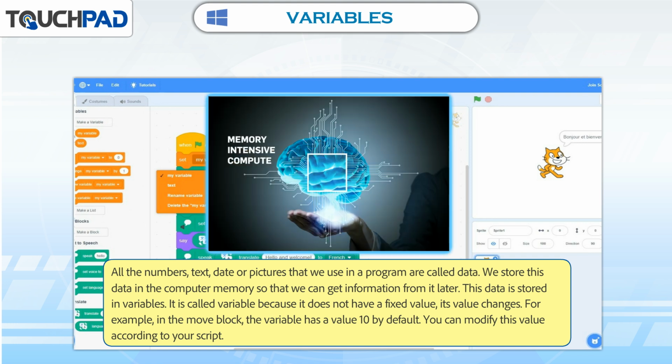All the numbers, text, date or pictures that we use in a program are called data. We store this data in the computer memory so that we can get information from it later. This data is stored in variables. It is called variable because it does not have a fixed value. Its value changes. For example, in the move block, the variable has a value 10 by default. You can modify this value according to your script.